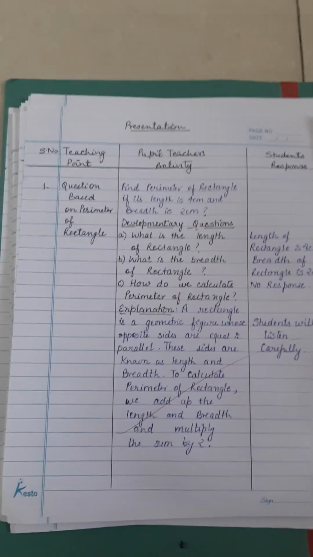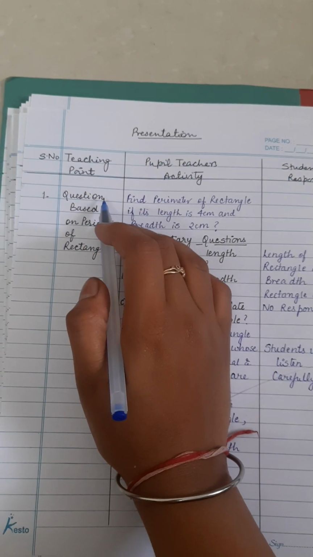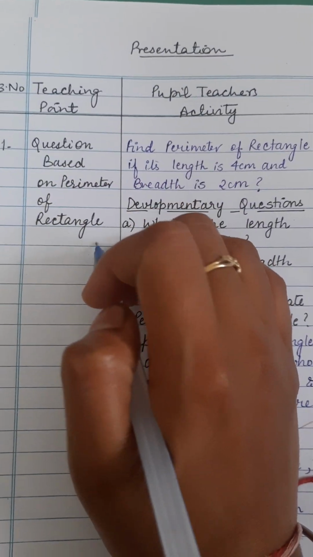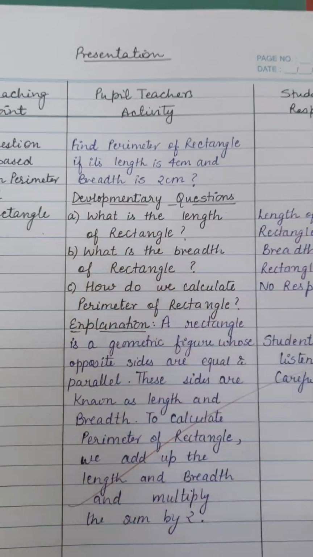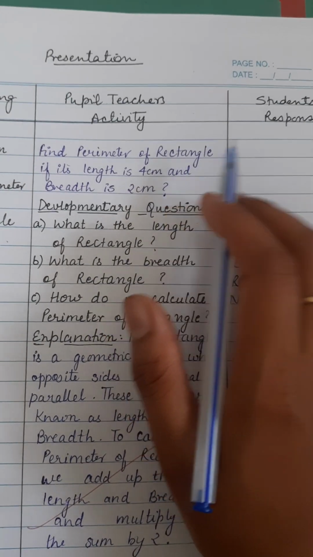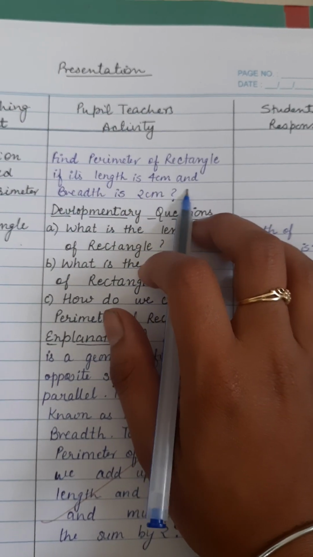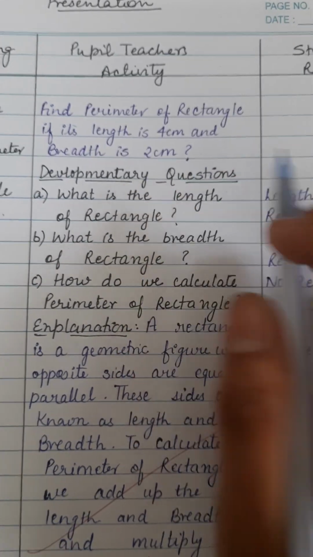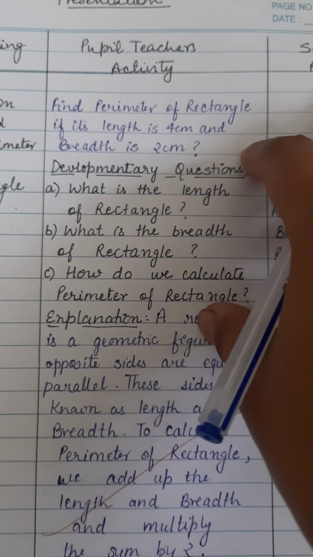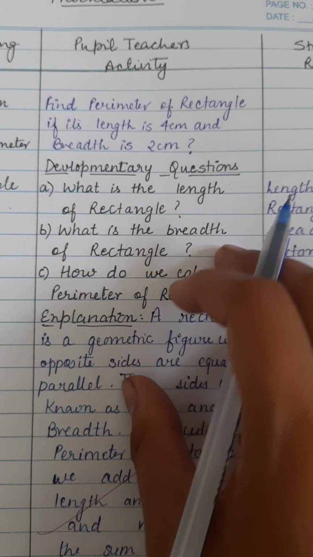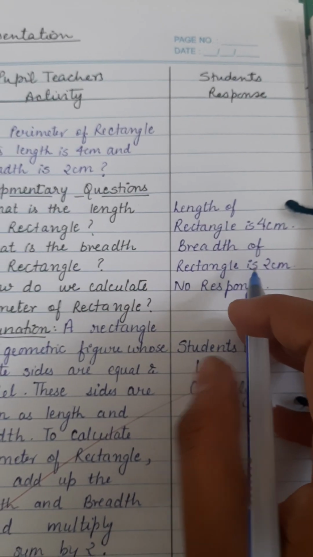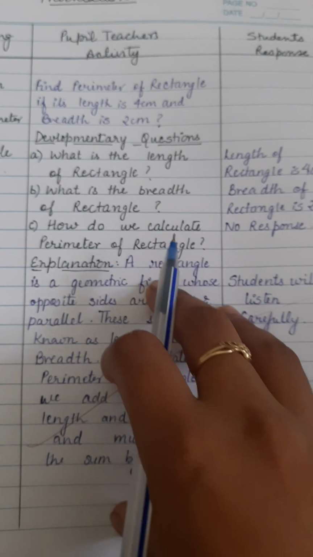See, now you have to write the teaching point. The first teaching point is question based on perimeter of rectangle. Then the question you will ask is find perimeter of rectangle if its length is 4 cm and breadth is 22 cm. Then on the basis of this you will ask developmental questions. So these are the developmental questions. Then this is the student response. Then you will explain the topic and students will listen.